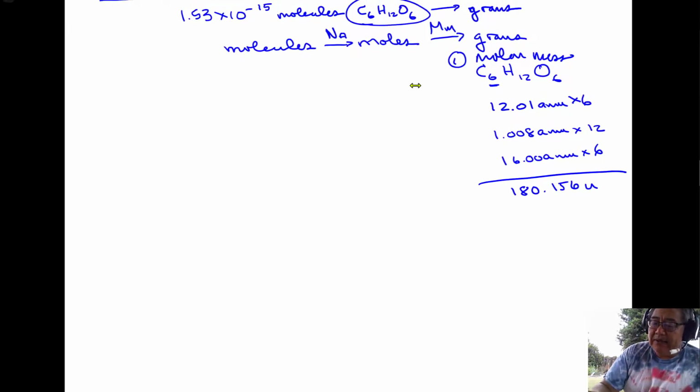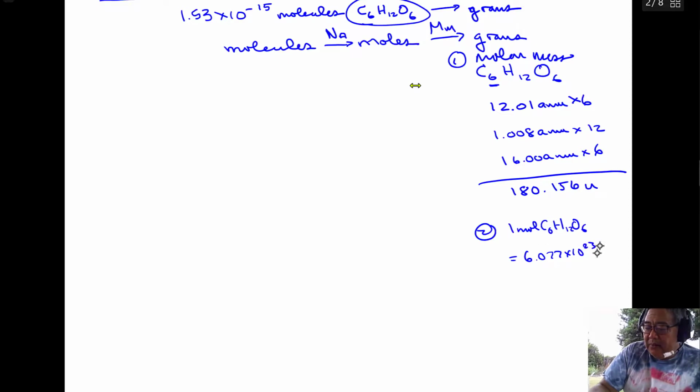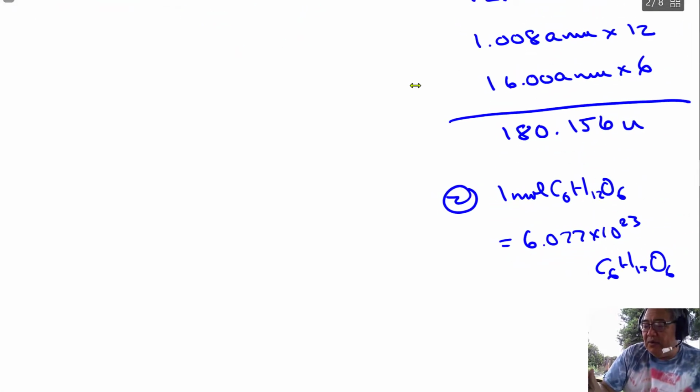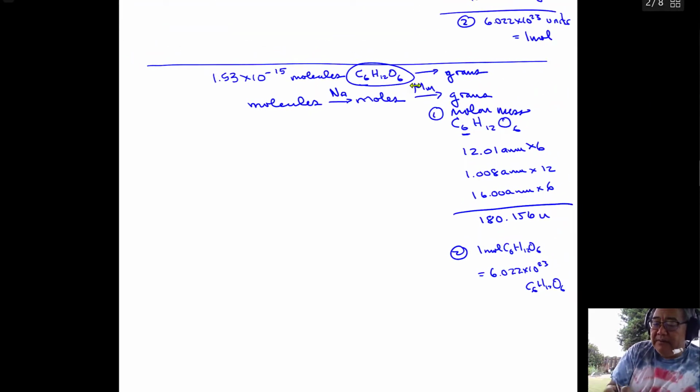I needed that. And the other thing that I'm going to need is I need to know Avogadro's number, right? And 1 mole of C6H12O6 is going to be equal to 6.022 times 10 to the 23rd. And I don't believe I put the word mole in, but it's molecules of C6H12O6 like that. So basically all I'm doing is saying 1 mole is equal to 6.022 times 10 to the 23rd.